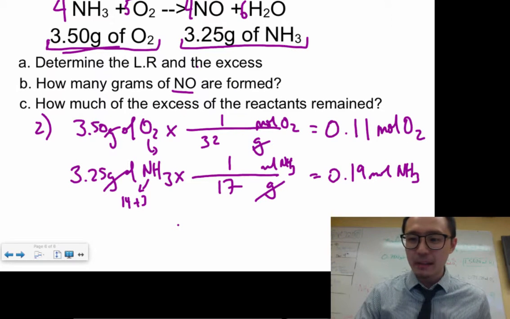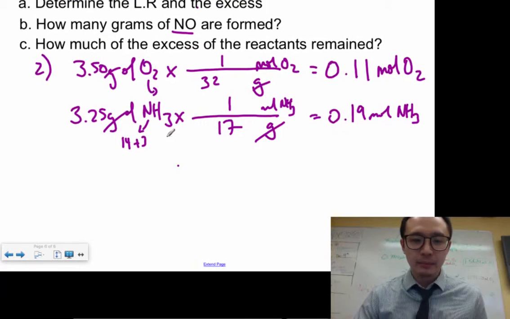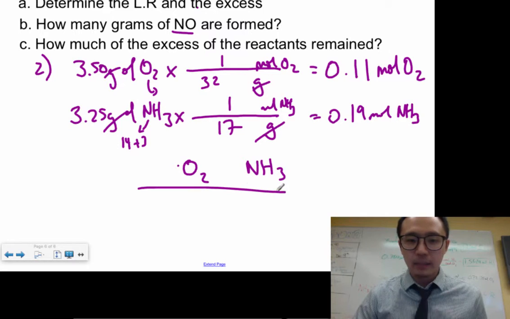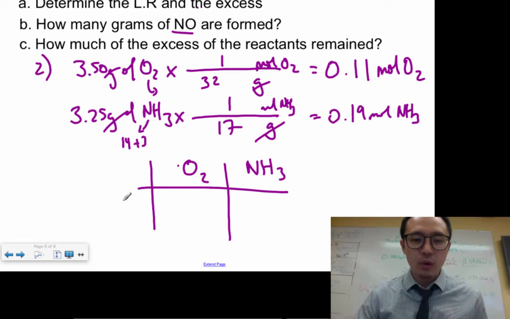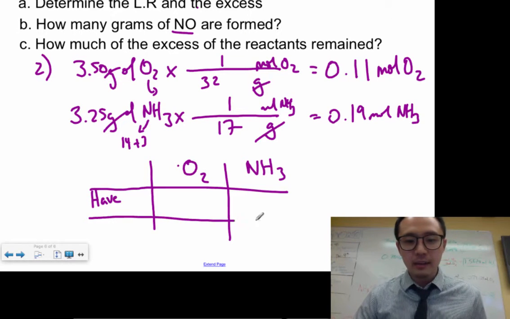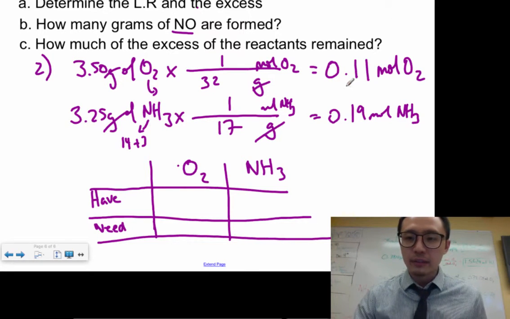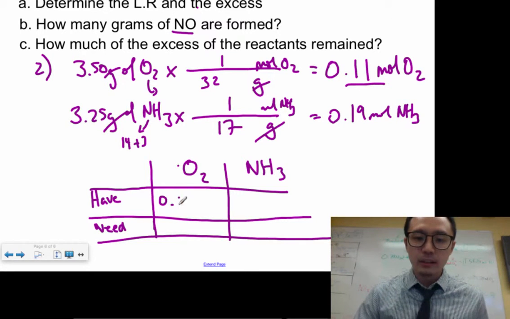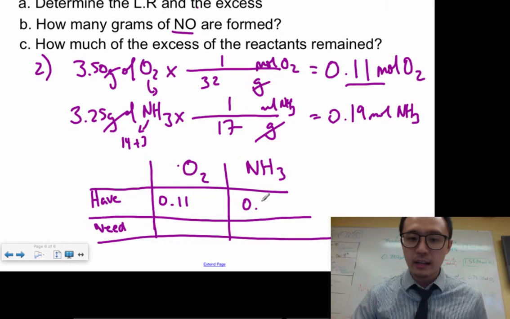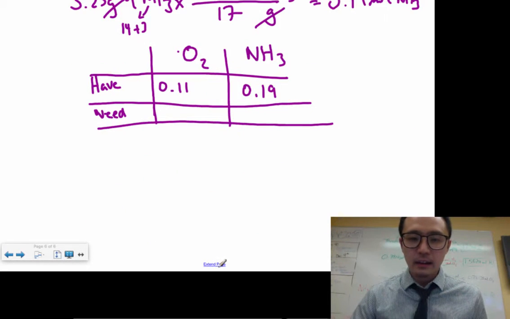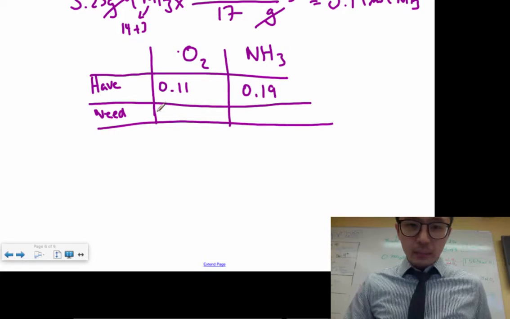So right now I have the moles. The next step I need to do, I'm going to set up my table. The table is going to have first my O2 and also my NH3. Create my little grid. The first row is going to be what I'm given. This is what I have. And the second one is, well, what do I need with what I have? So this is what I need. So then I'm going to fill this in. This is 0.11. This is for oxygen. 0.19 is for ammonia.